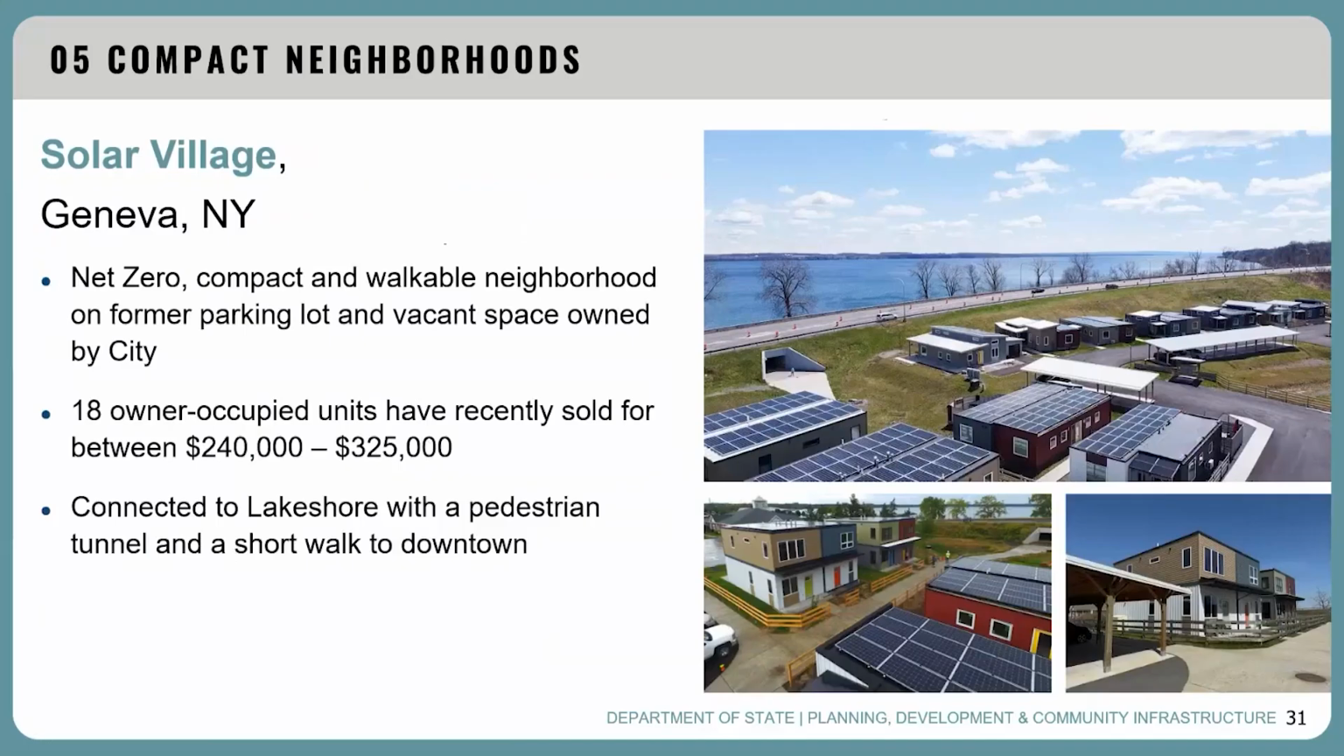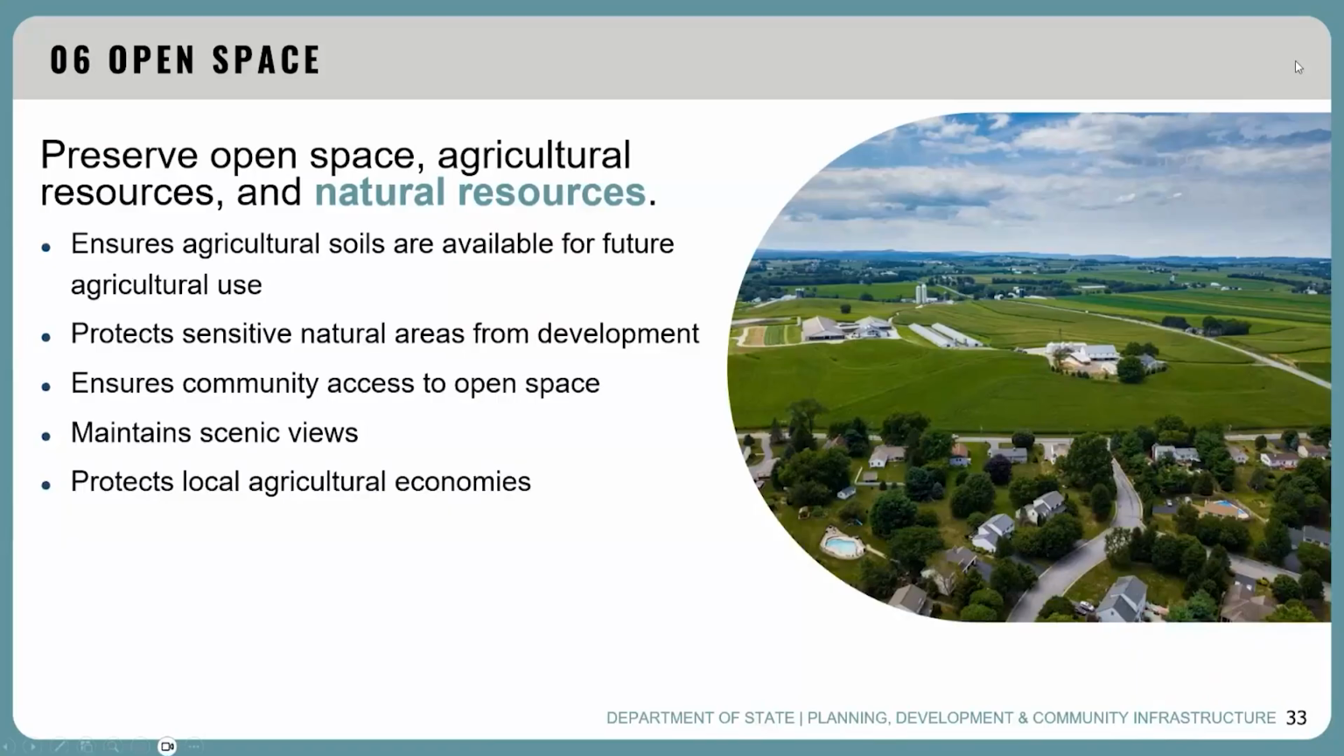The community is walkable to downtown and the lakefront via pedestrian tunnel and increases tax revenue for the city on a previously underutilized site. Our state's natural and agricultural resources are a critical life support system for our communities and the planet. In recent years, we have seen substantial disruptions in our food system due to major international issues. With climate change and impending extreme weather, we can only anticipate that the strain on our food system will increase, emphasizing the importance of farmland protection.